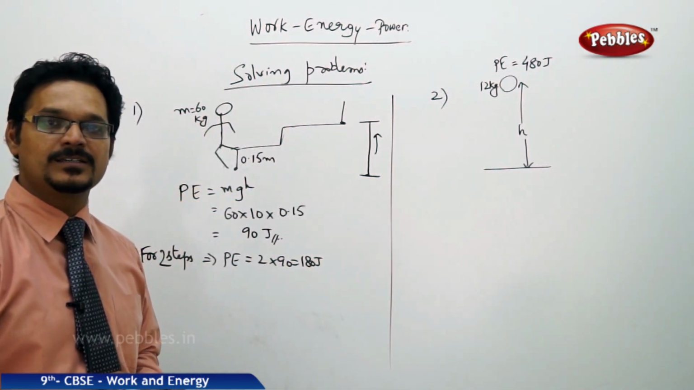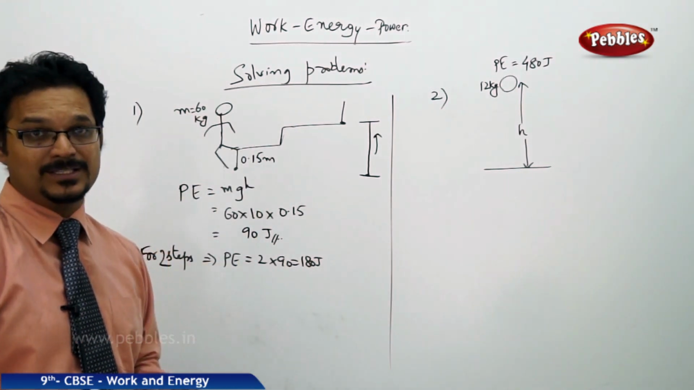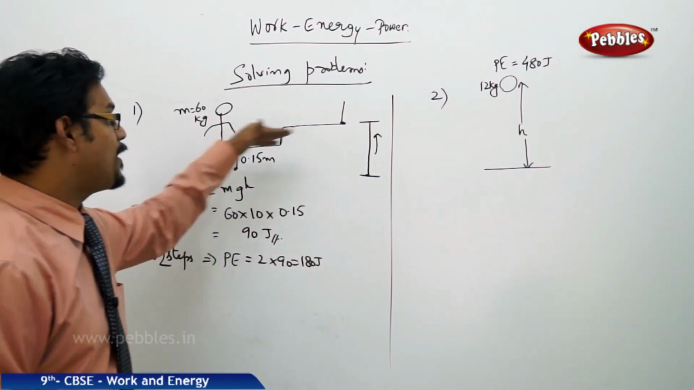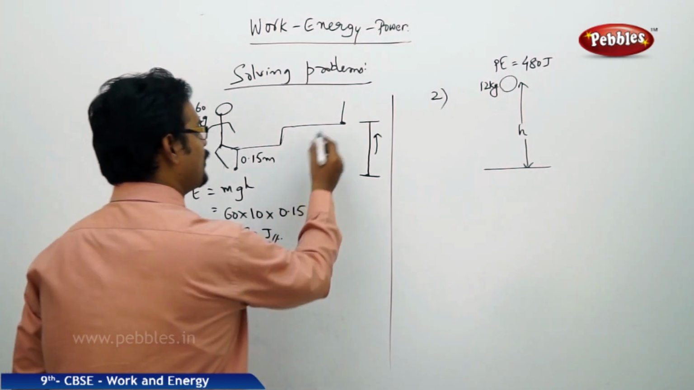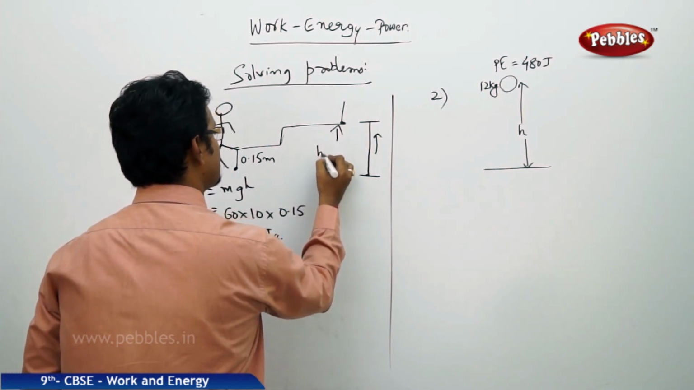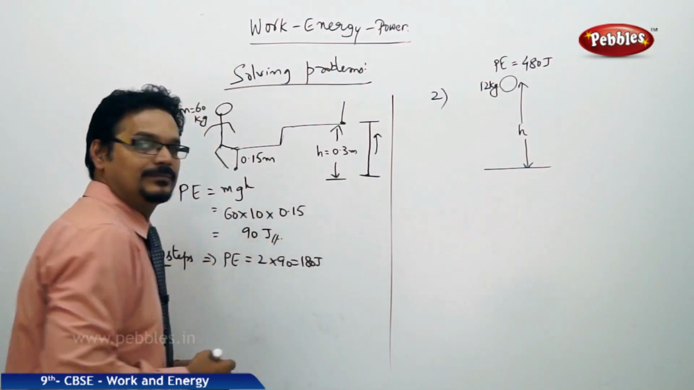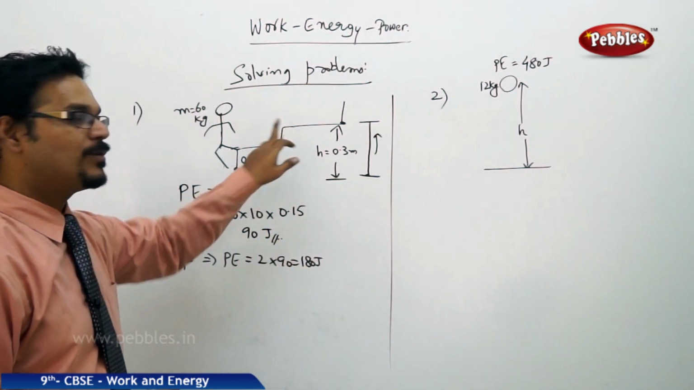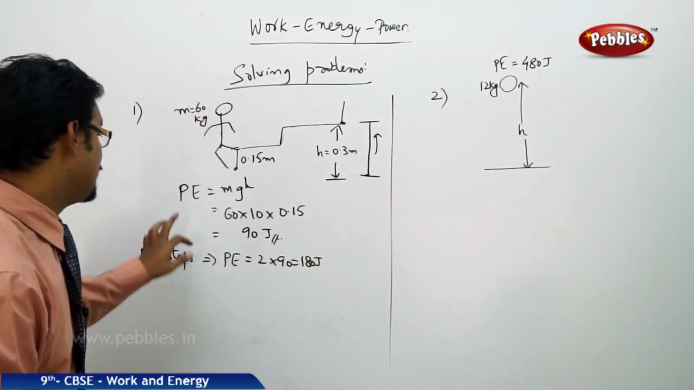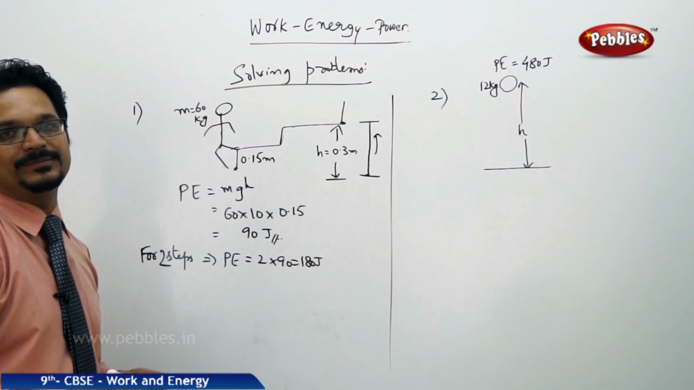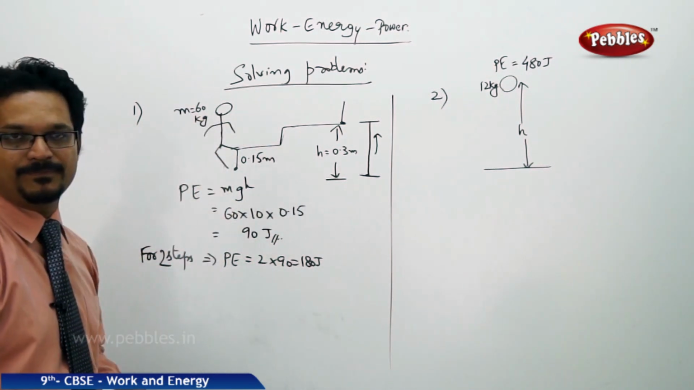The answer is, in both cases you have the same potential energy, because potential energy doesn't depend upon the path by which you have traveled, it depends upon the height only. So in both the cases the height is 0.3 meters only. So it depends upon height only, not on the path. So in both the cases PE is the same.